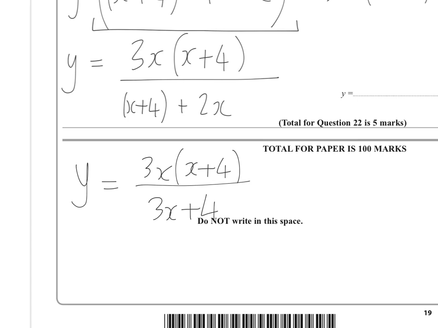Do not be tempted to cancel the 3x's. Okay, the denominator is 3x plus 4, not just 3x. If it was just 3x, you would be able to cancel the 3x's. But we've got that extra plus 4 term. So therefore the final solution is this here, y equals 3x brackets x plus 4 all divided by 3x plus 4.